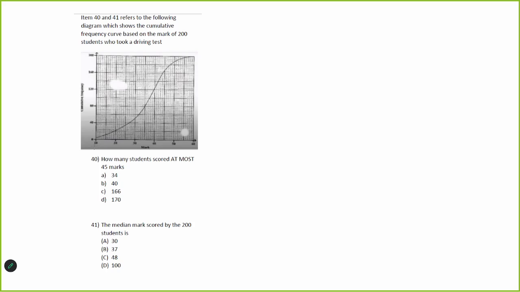Hold on. This is 0, 40, 80. So it is 20, 40, 60. So 45 is somewhere around here. Oh, sorry. 45 is here. You go up and you go across. That's 166. Median max, that's by 100. You go this and you go down. It's not quite 40, but it's over 35. So that would be 37.